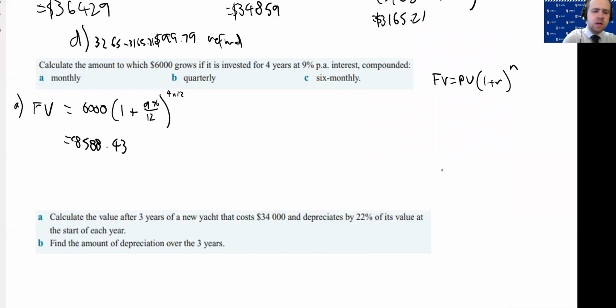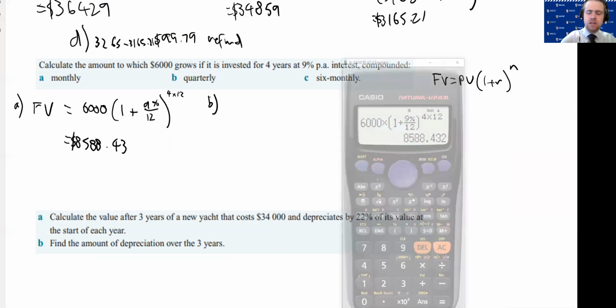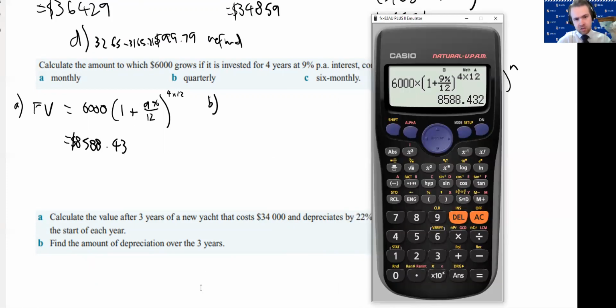43. We just go to the nearest cent whenever you're doing money. Okay, now quarterly, we can use these same values. If you've got a calculator, it's actually quite easy. We leave all the values in, but we change the 12s to 4s because we're going to have 4 quarters. And instead of dividing it by 12 to find the monthly rate, we're going to divide it by 4 to find the quarterly rate. So you don't need to change everything. You just change those values and you get your new value here.